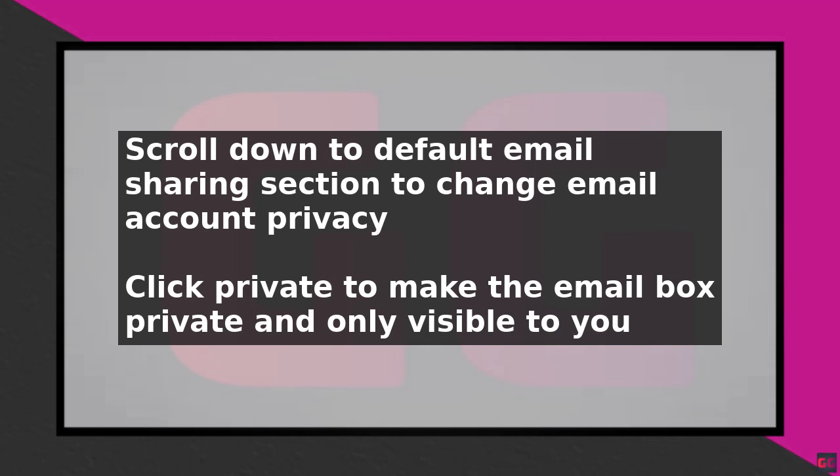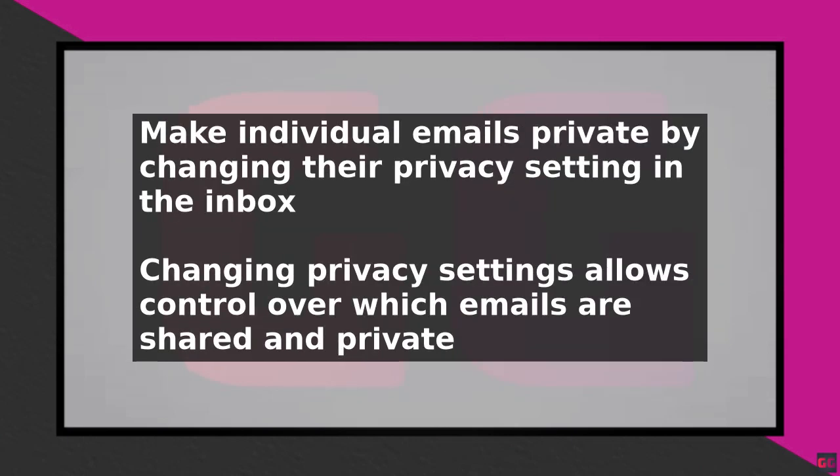To change this, click on Private to make the email box private, so only you can see the emails in that account. After making this change, a confirmation message will appear, indicating that the sync settings have been updated. As a result, any emails received in the newly private account will only be visible to you, and not to other team members or admins.